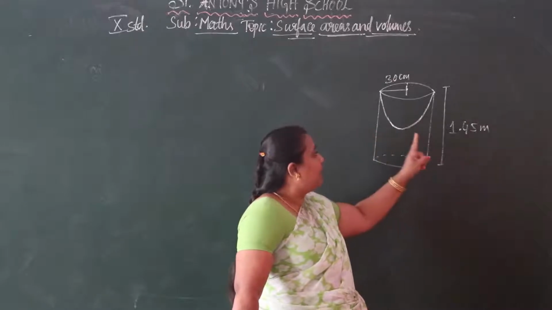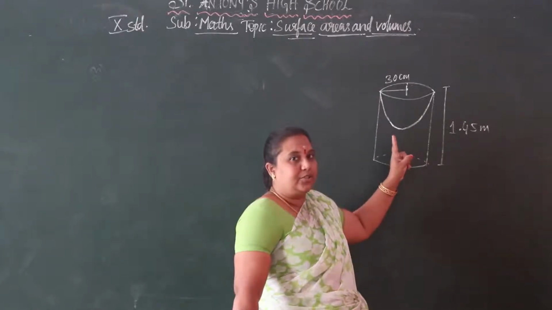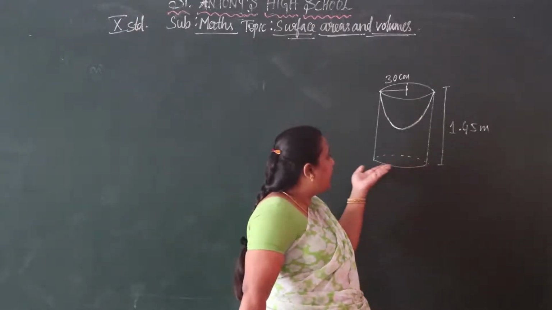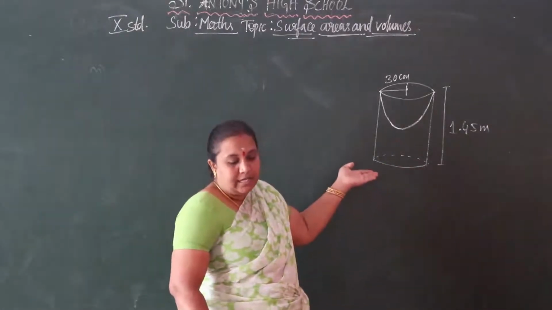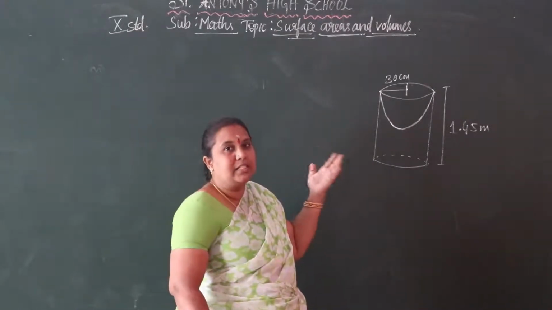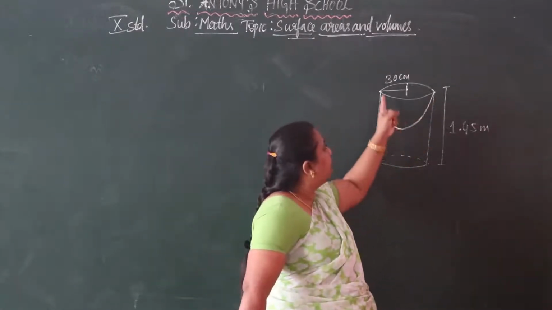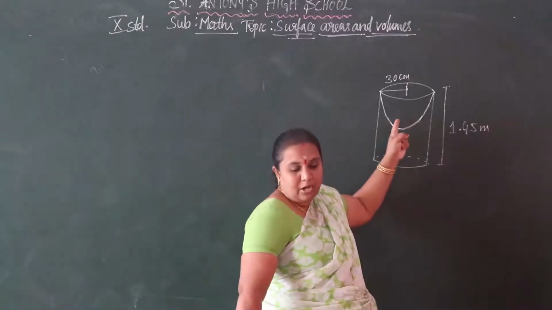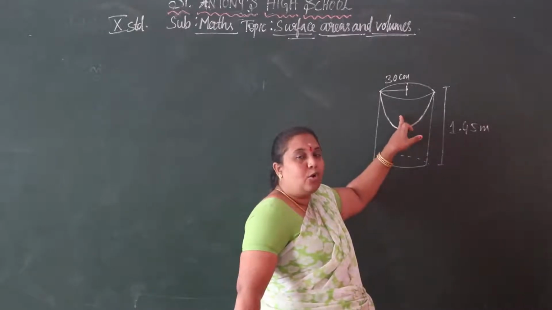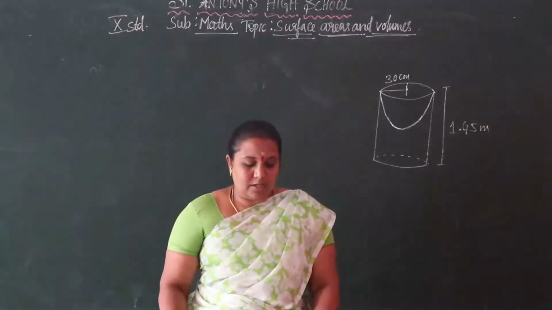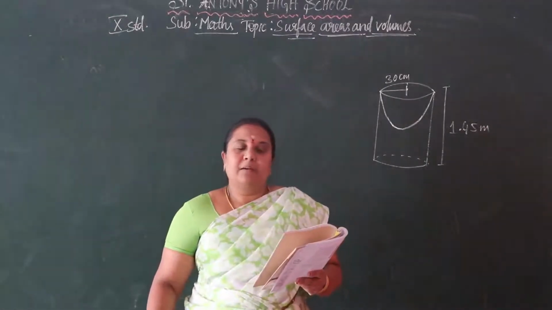See here, the CSA of a cylinder. What is the formula? 2 pi r h. The base part of the cylinder is pi r squared. Then we have to find the depression of the hemispherical shape, which is 2 pi r squared. This much we want to find for the total surface area of the bird bath.